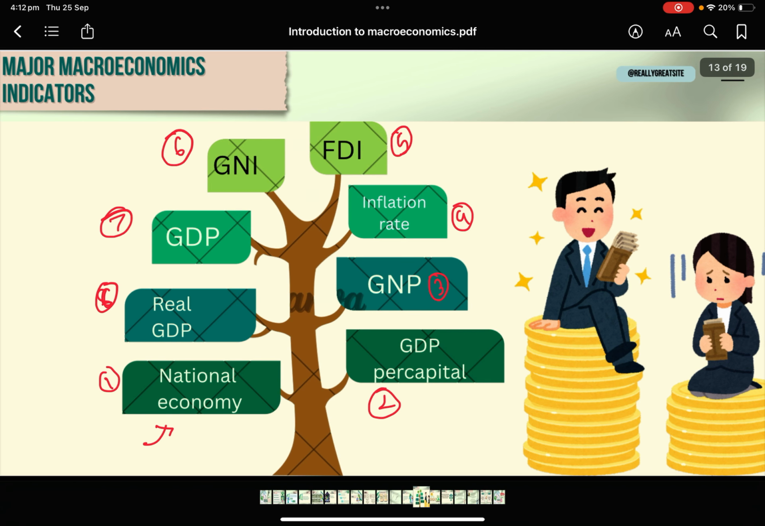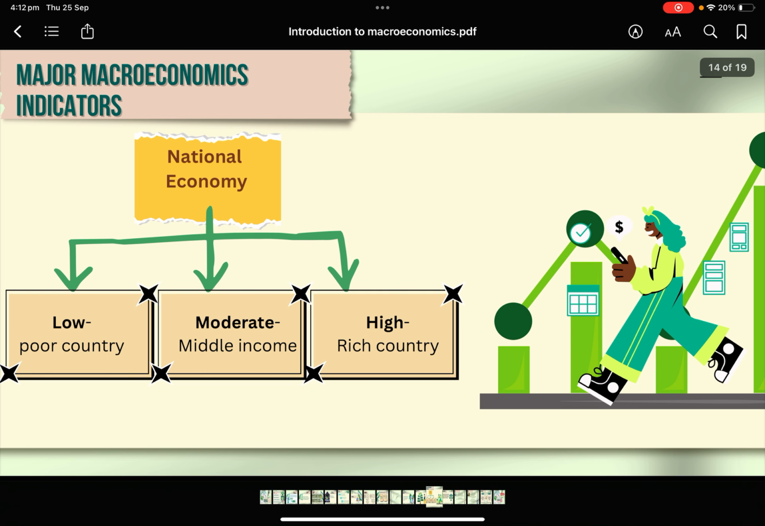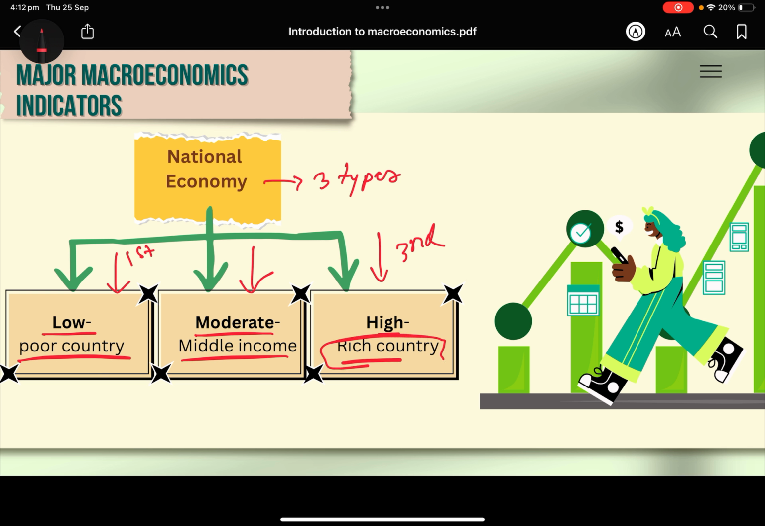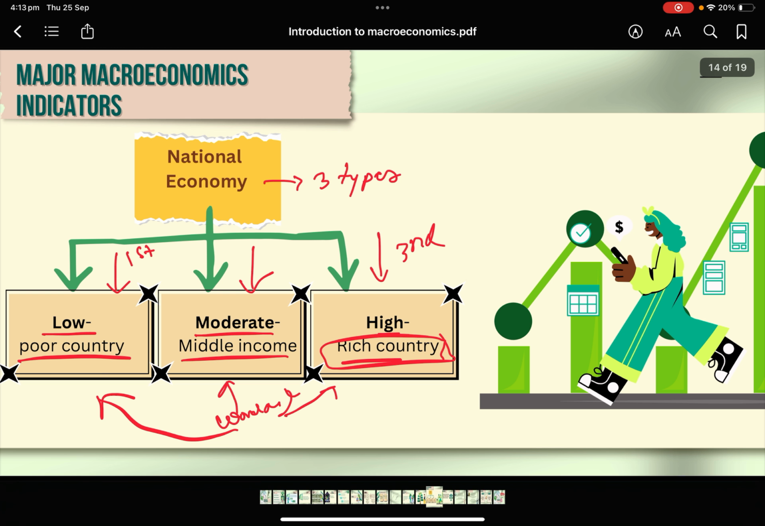Okay, so here is the national economy, the first point. This is basically of three types: the first is low, the second is moderate, and the third is high. Low indicates a poor country, moderate indicates middle income countries, and high refers to a rich country. It is mainly the World Bank ranking. The World Bank separates countries with this indicator.